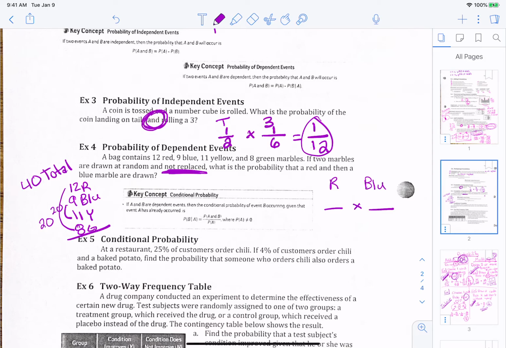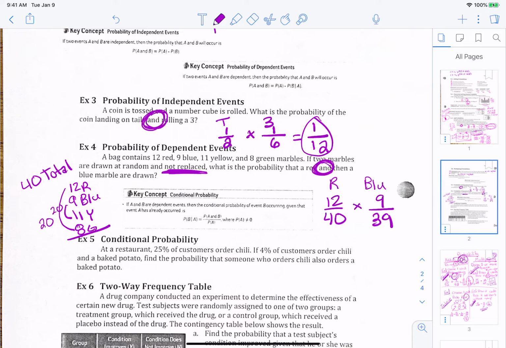Okay, the key word was not replaced. And, so and means we multiply. Other keyword was not replaced. You're right. Okay, and means we're multiplying. So red, how many reds are there? 12 out of 40. Okay, how many blues are there? 9 out of 39 because we did not replace, right?